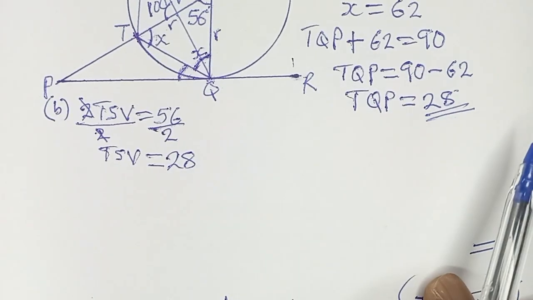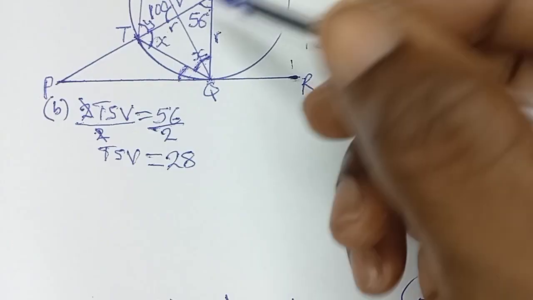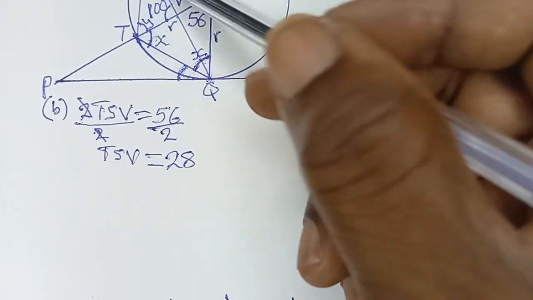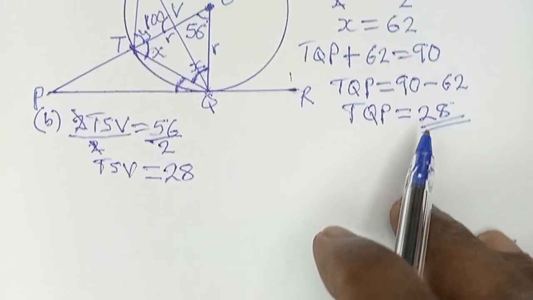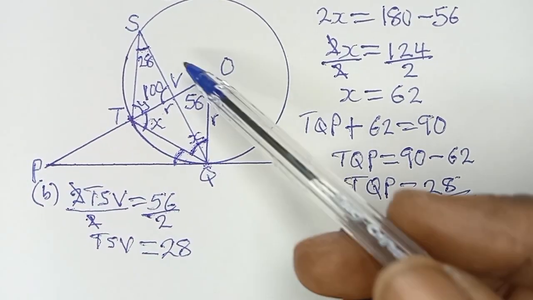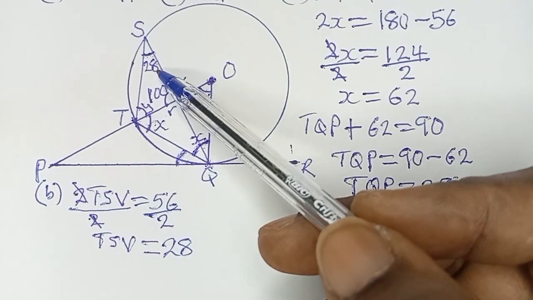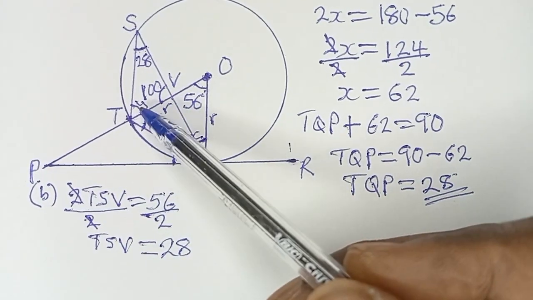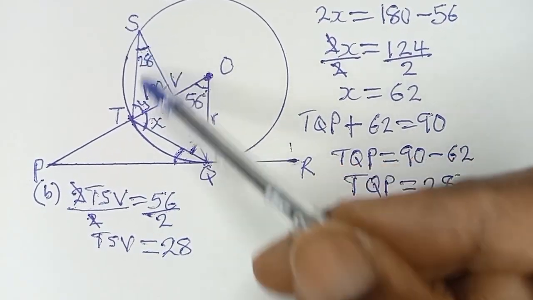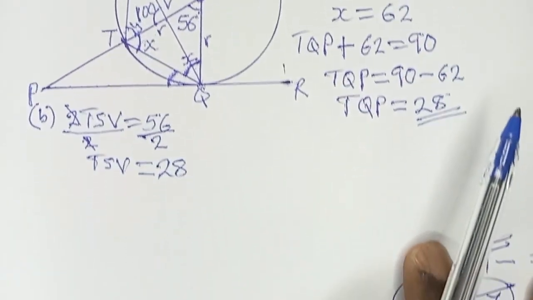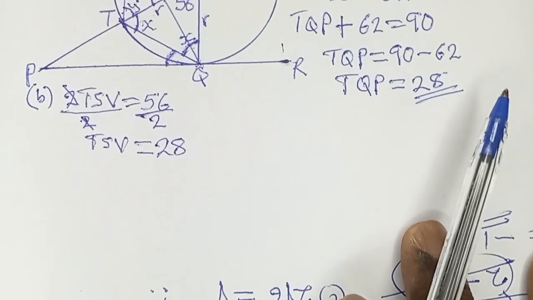So with that now, we can find this angle here. Let me call this angle Y. Don't forget, we already have this angle as 28. So we can now use the sum of angles in a triangle. I have this angle already as 28, and I'm taking this angle here as Y. So we can add these 3 angles in this triangle to make 180, so that I can find the value of Y.